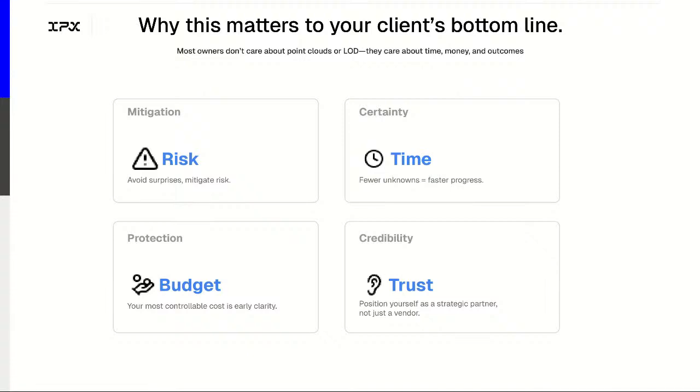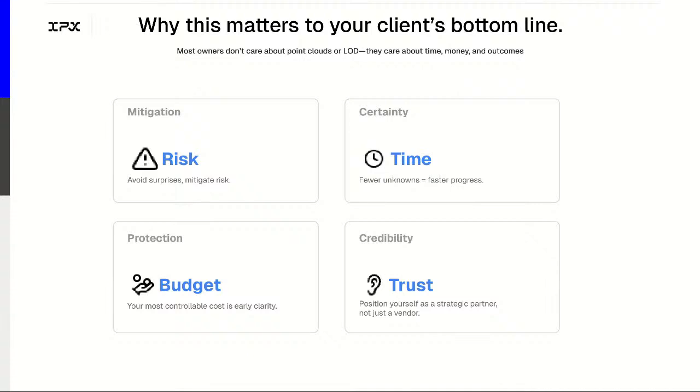Always looking for more. But yeah, we need to be able to talk about the budget. How can we actually control the budget? And how can we provide early clarity into what that budgeting actually means? And then, of course, what's the certainty in terms of the amount of fewer unknowns that we have going in on the AEC side of things? Really, the faster we can make decisions, the faster we can ultimately deliver projects, right?